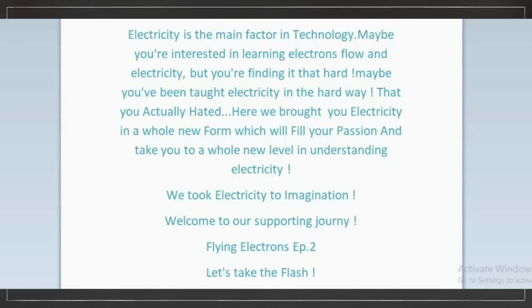Electricity is the main factor in technology. Maybe you're interested in learning how electrons flow and electricity, but you're finding it hard. Maybe you've been taught electricity the hard way, so that you actually hate it. Here we bring you electricity in a whole new form, which will fuel your passion and take you to a whole new level of understanding electricity. We took electricity to imagination.